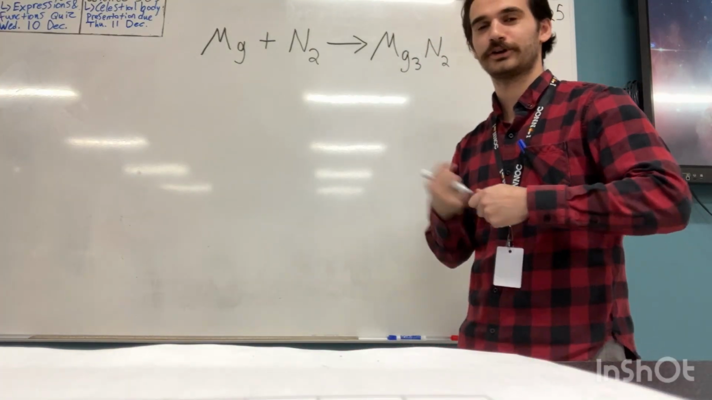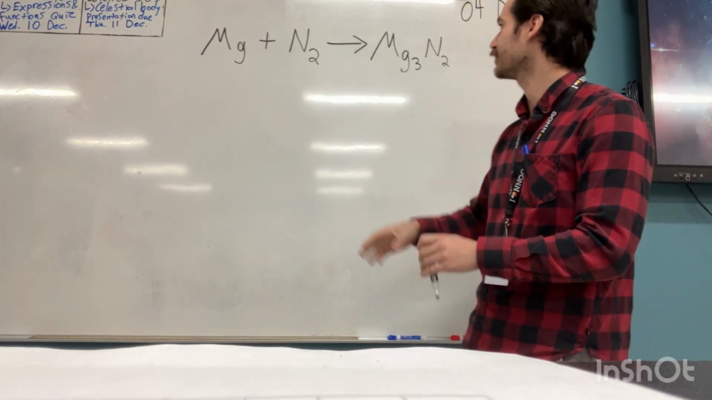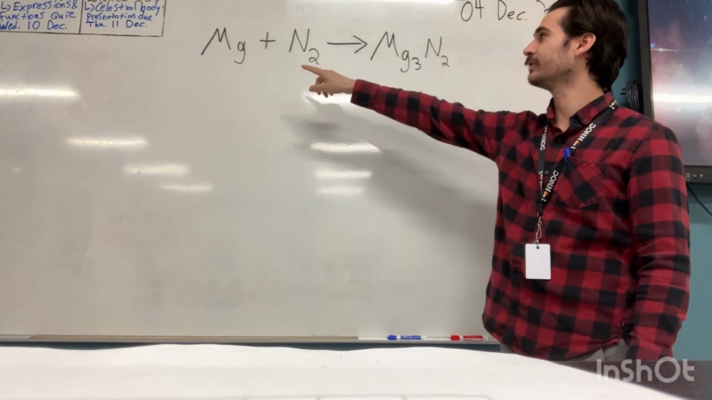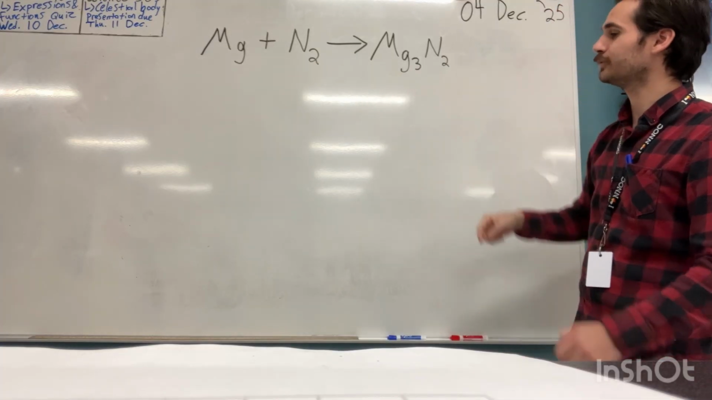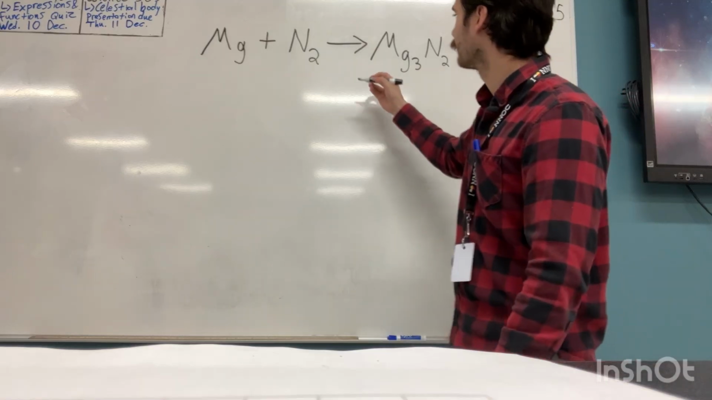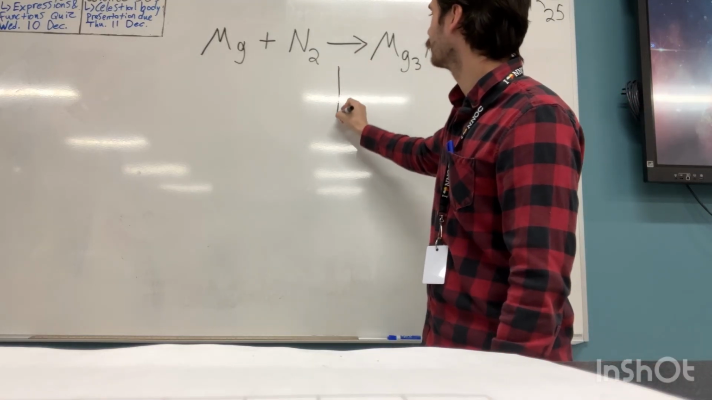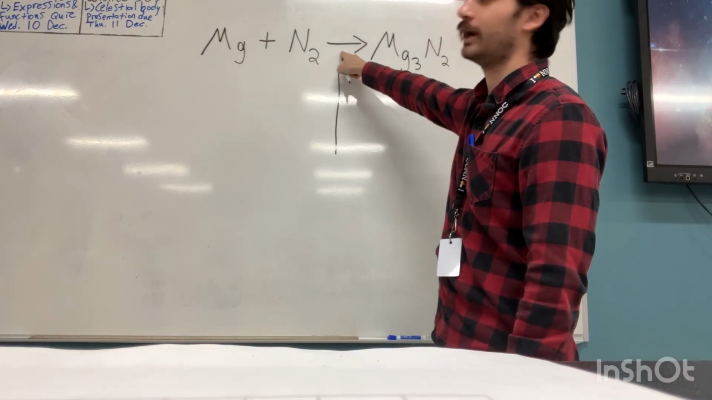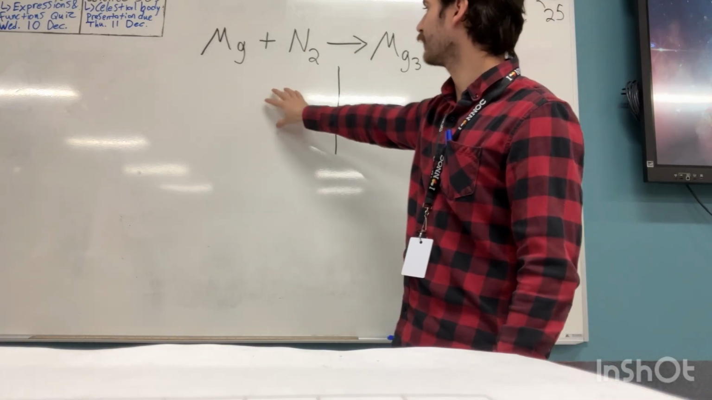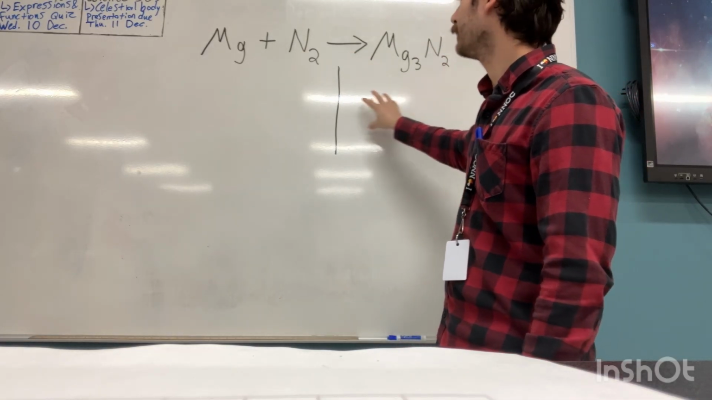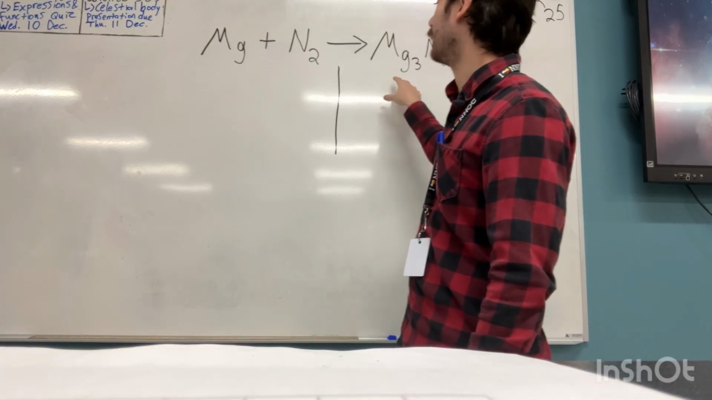Hey guys, so in order to start balancing a chemical reaction, like this one, Mg plus N2 reacts to form Mg3N2, you're first going to draw a line down the middle and under the reaction arrow like this. On either side of the line, you're going to write down how many atoms of each element you have.